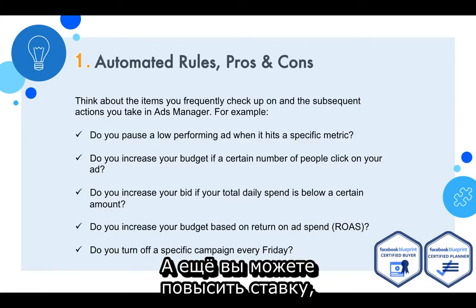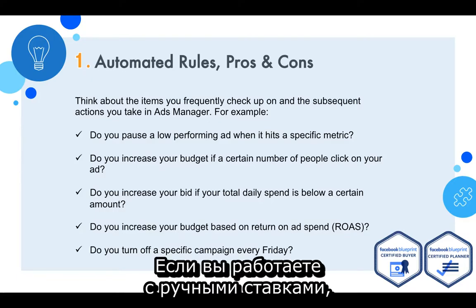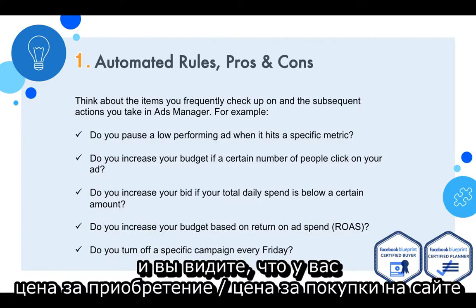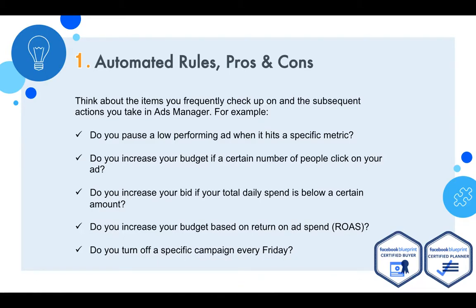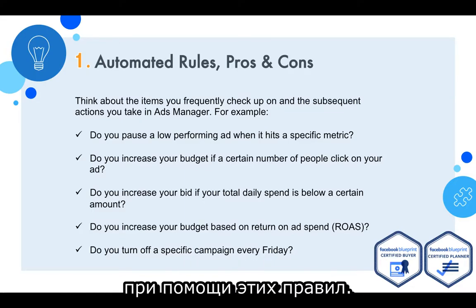Do you increase your bid if your total daily spend is below a certain amount? Well, that's something that you should definitely do when you're in the branding industry. So if you want to hit a certain daily spend, then you could do that. But you could also increase your bid if your KPIs are good. So if you work with manual bids and you see that your cost per acquisition or your cost per website purchase is very low, then you can definitely also increase your bid automatically based on those rules.